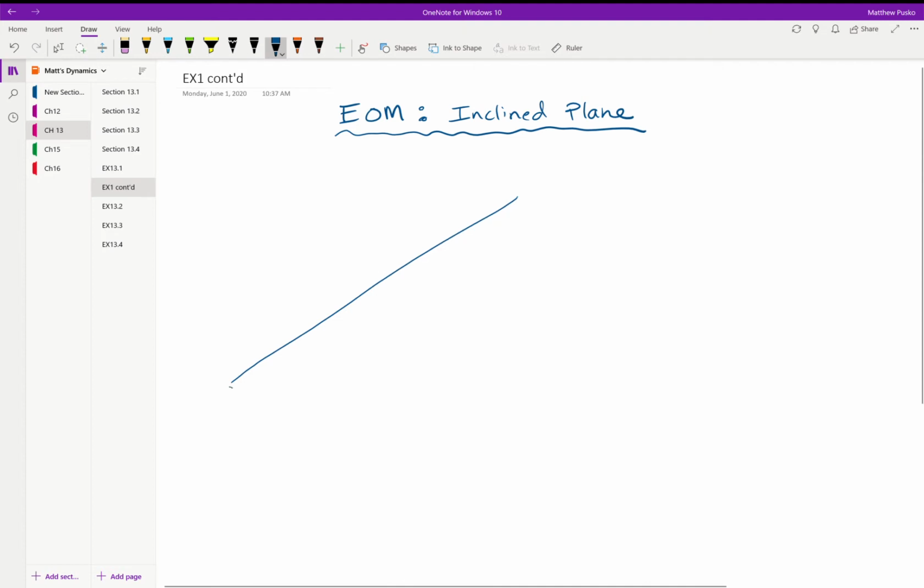So here's our inclined plane at some angle theta. Let's say we have some mass on here. And let's say maybe there's some force that's going parallel to the plane. If that force is pulling it up the plane, we might have some frictional force right here opposing the motion.